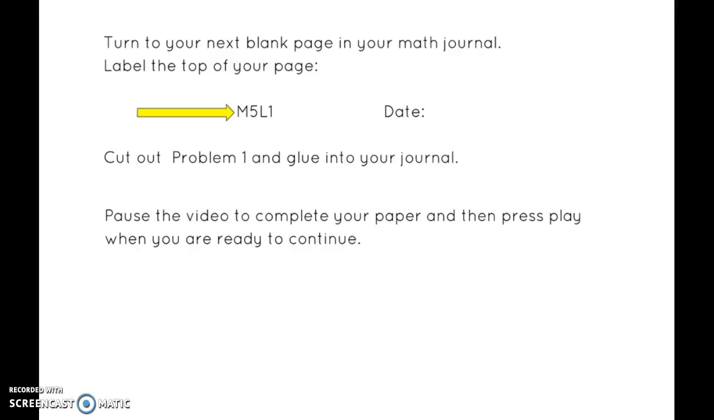Turn to your next blank page in your journal. Label the top of your page M5L1, Module 5, Lesson 1. Then glue it into your journal at the top of the page. Pause the video to complete your paper and then press play when you are ready to continue.